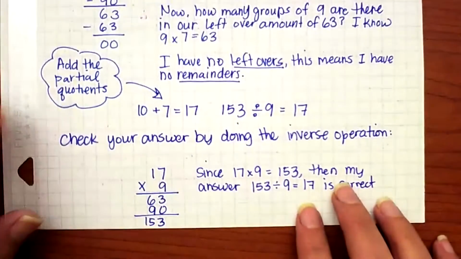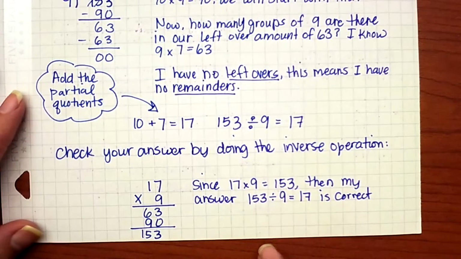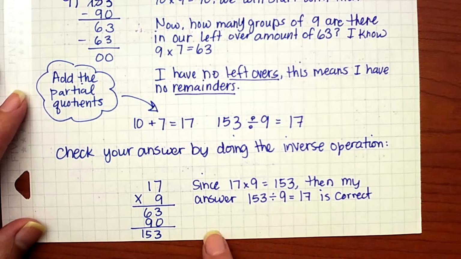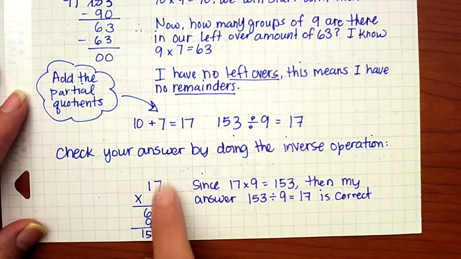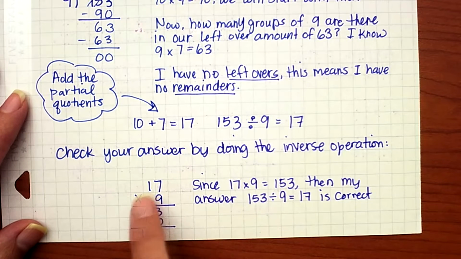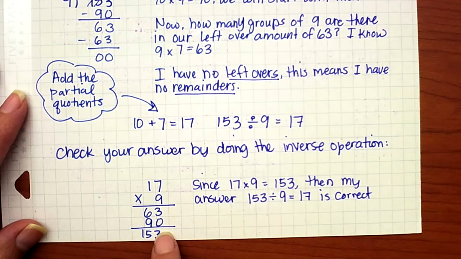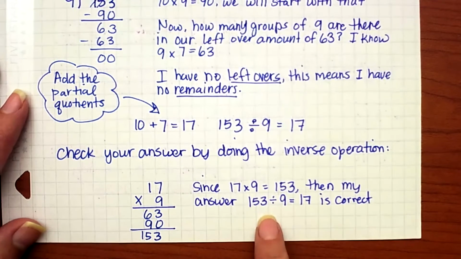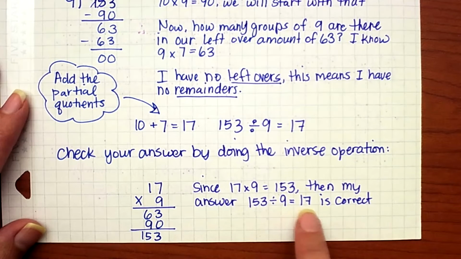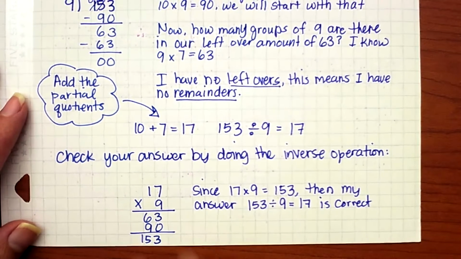Now, I need to check my answer. So I'm going to stack and multiply. 9 times 7 is 63. 9 times a group of 10 is 90. I'm going to add those two partial products together. 63 plus 90 gave me 153. So I know that 153 divided by 9 equaling 17 is the correct answer.